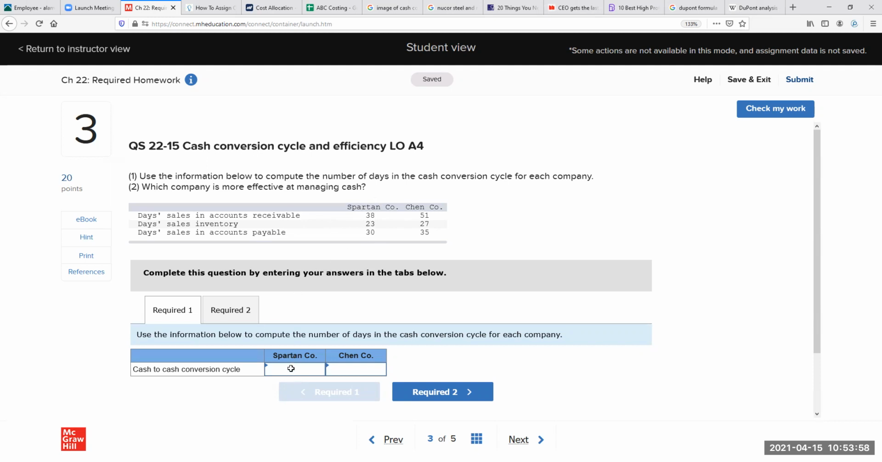So the cash conversion. So cash back to cash. You have cash. How long does it take you to get the cash back? So let me think. Let's think about it. You buy inventory and it sits on your floor 23 days, and then you sell it and it sits another 38 days. So that's 61.